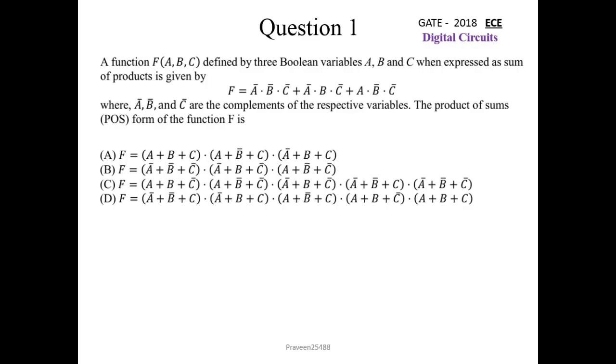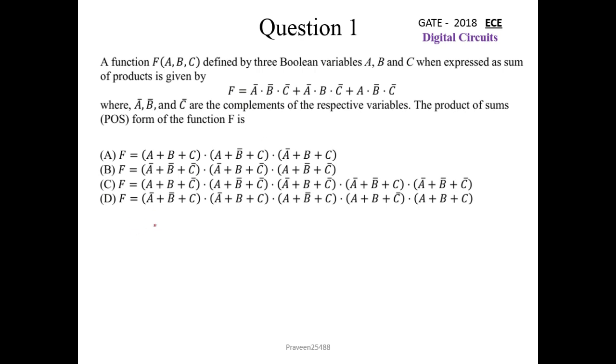Our first question is, a function f of a, b, c defined by three Boolean variables a, b and c when expressed as sum of products is given by. So here sum of products is given where three min terms are given, where a bar, b bar and c bar are the complements of the respective variables. The product of sums form of the function f is. So here we have to write the equivalent form of f, but in product of sum form.